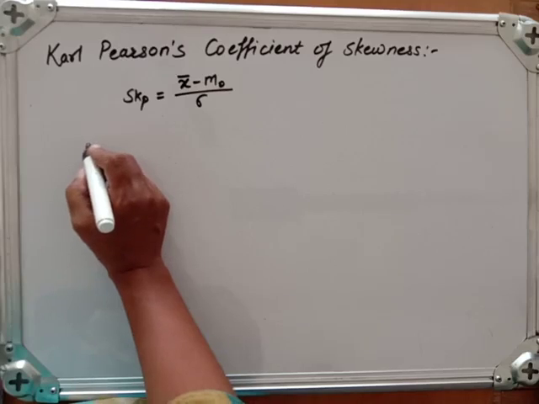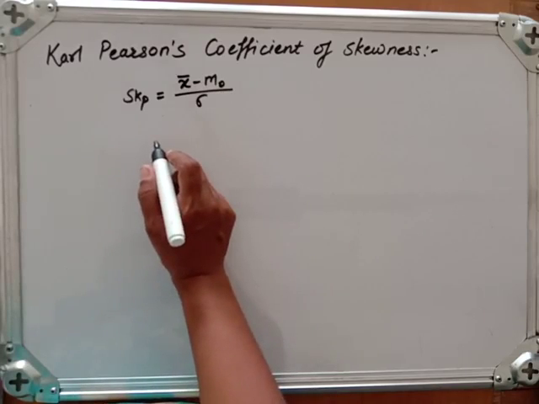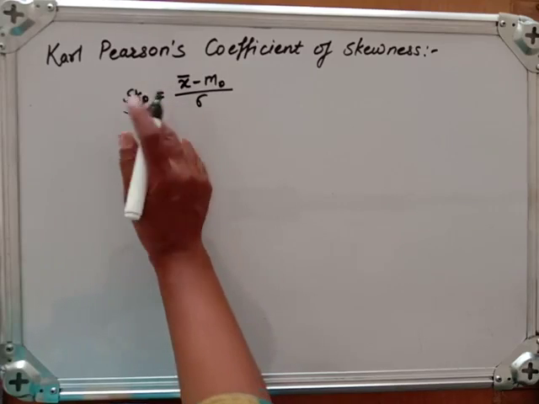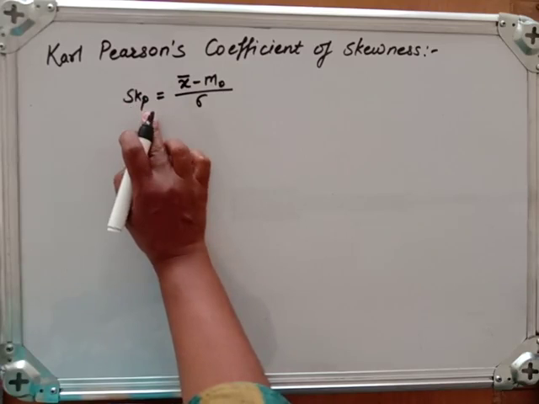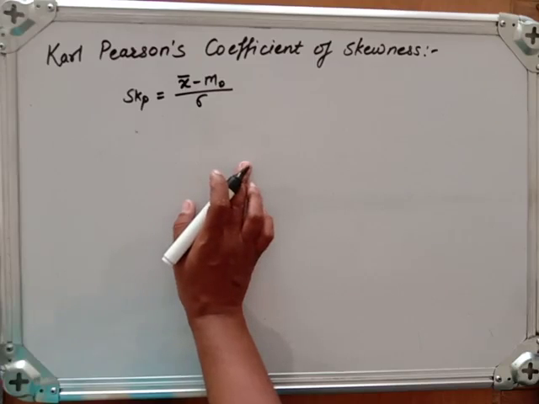Now here there is no limit to this measure in theory. It is a slight drawback of it, but in practice the value of the coefficient of skewness given by Pearson is rarely very high. Usually it lies between +1 and -1.